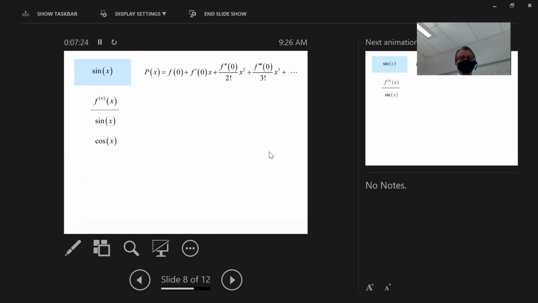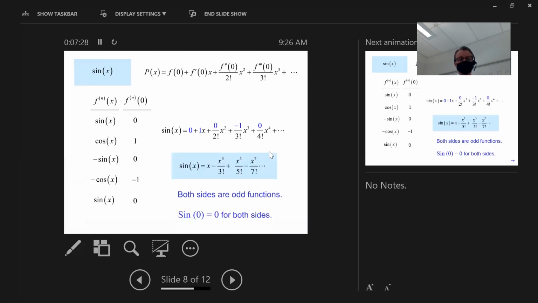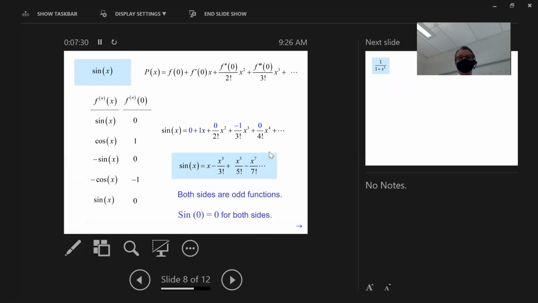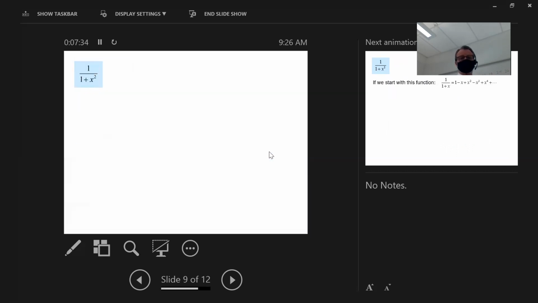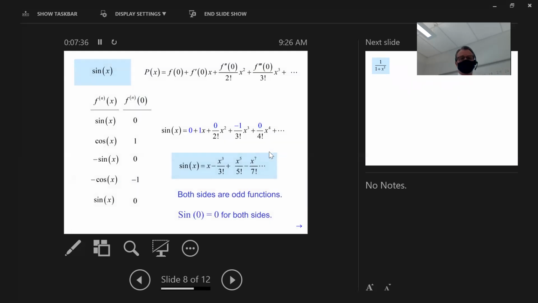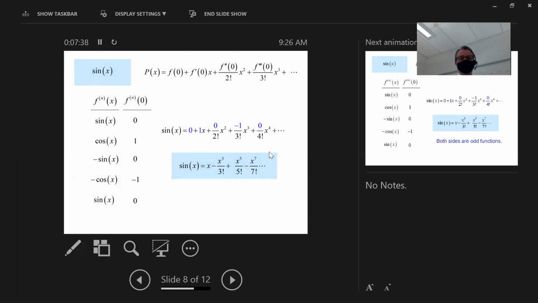Now you can do the sine this way, ready? You can do it. But you don't have to. Why not? Because you could take the cosine and take the opposite of the derivative. Because the derivative of cosine is negative sine. So you just get the opposite. It's going to take you to the same place.